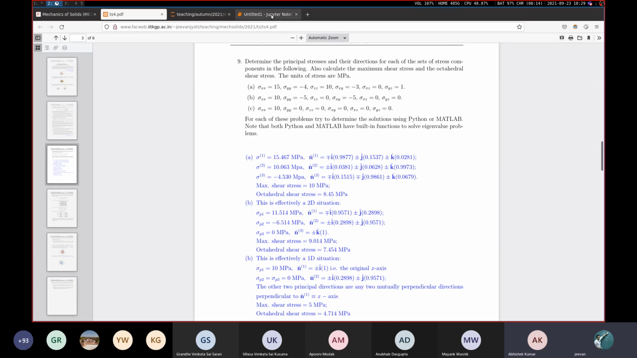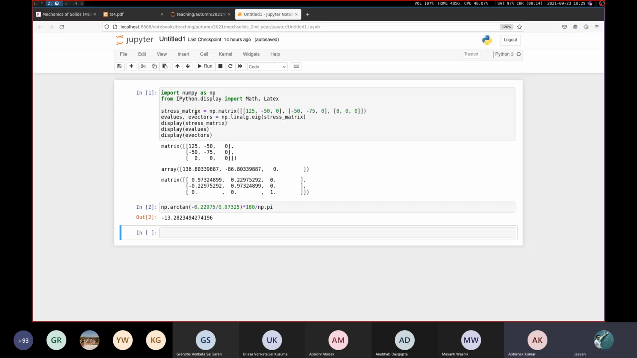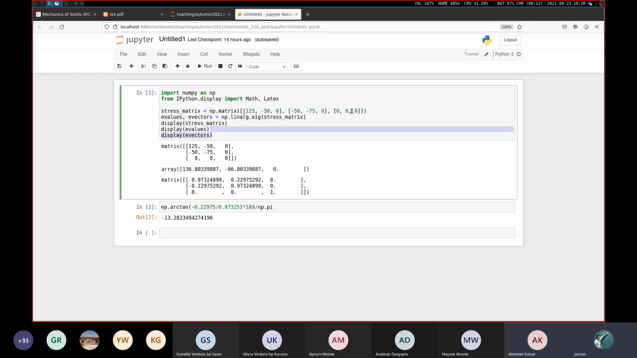So this is the code. This is basically the thing. See here, I've just defined a general matrix. So the stress matrix is like this. This is the first row, 125, minus 50, 0. This is the second row. This is the third row.